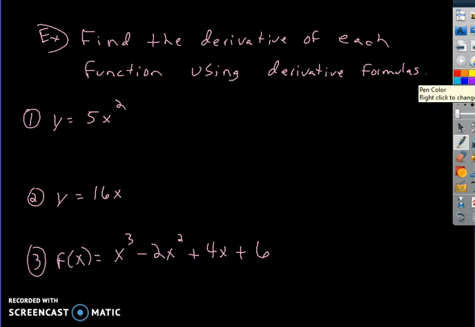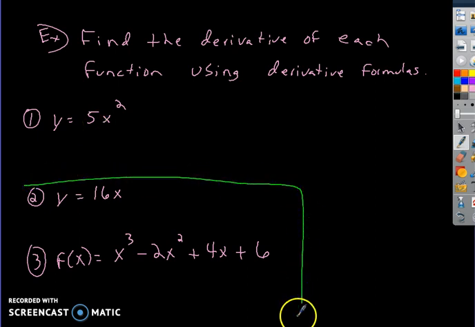In this example, it says find the derivative of each of the functions using derivative formulas. We want to find y prime, where y equals this. If I want to find y prime, I know this for sure. y prime should equal 5 times this derivative. So 5 times 2x to the first, which is 10x. That's the derivative of it, it's just 10x.